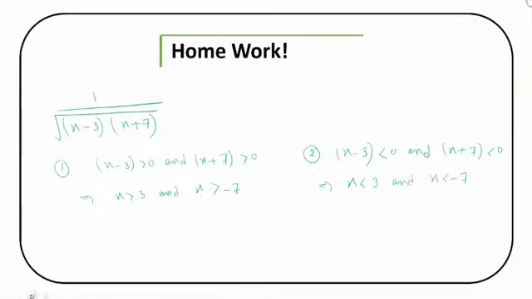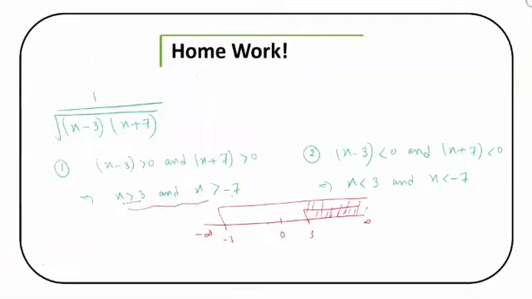Now you have to combine these two things. Draw the real number line. Here you have say 3 and here you have say minus 7. x is greater than 3 and x is greater than minus 7. So the common region is this. If you combine this entire thing, it will come out to be x is greater than 3. If you say x is greater than 3, it will automatically imply x is greater than minus 7 as well.